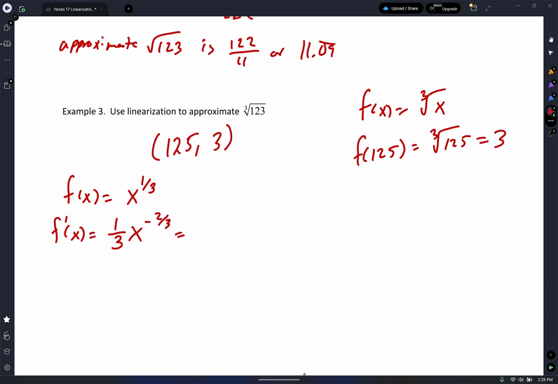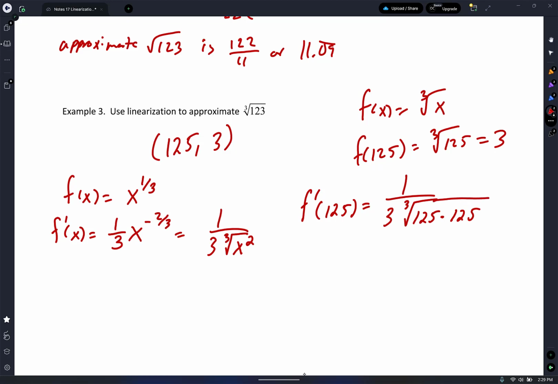Negative 2/3, so this goes to 1/3 the cube root of x squared. Child, I don't know if I'm going to be able to do this. Relax. Look, f prime of 125, we're going to go slow. 1/3 cube root of 125 squared, which is 125 times 125.